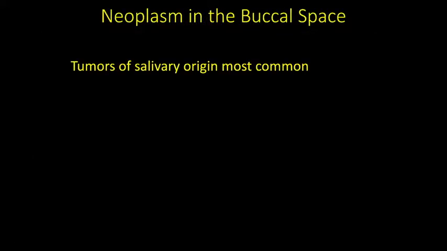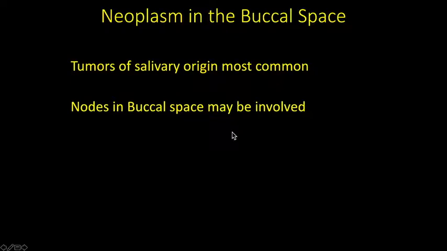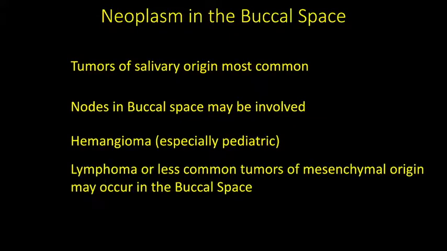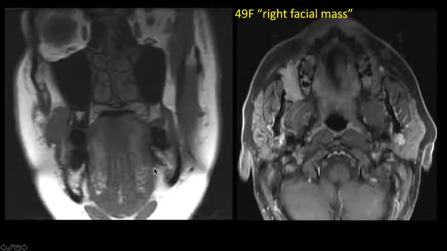So, neoplasms in the buccal space. Tumors of salivary origin are most common, and I did show you that adenocarcinoma arising in the accessory parotid tissue early on in the talk at the lateral aspect of the buccal space, but I'm mainly going to be discussing minor salivary gland tumors a little bit later, as you'll see. Nodes exist in the buccal space. They can be involved by various neoplasms. I showed you a hemangioma, that's going to be pediatric mainly. And you can have lymphoma or less common tumors of mesenchymal origin occurring in the buccal space. So let's just go on to some examples.